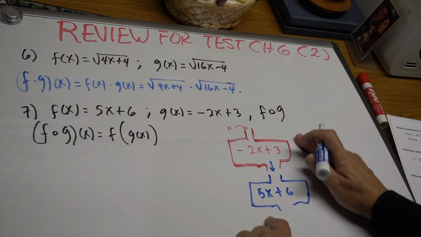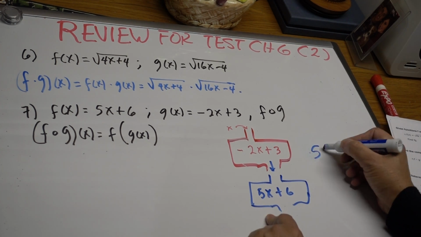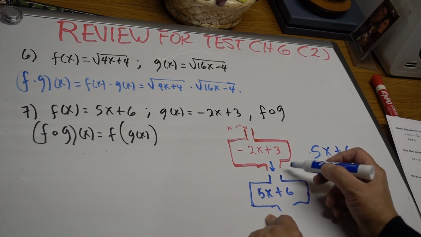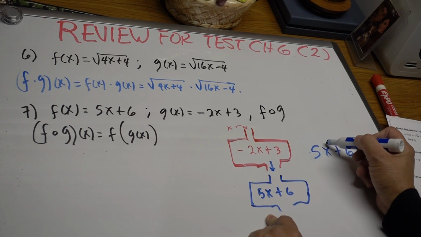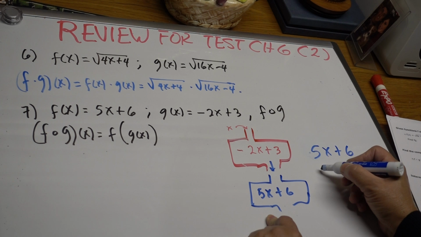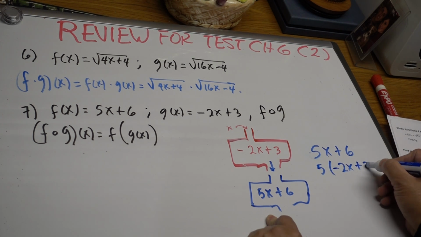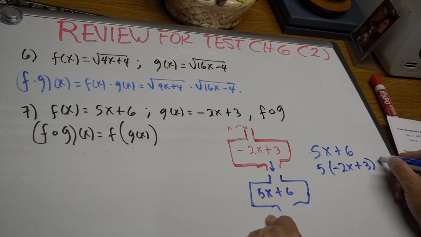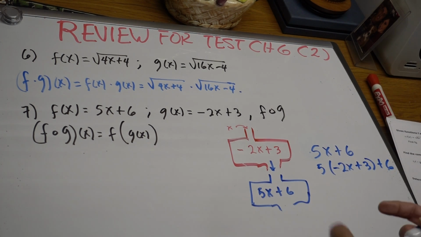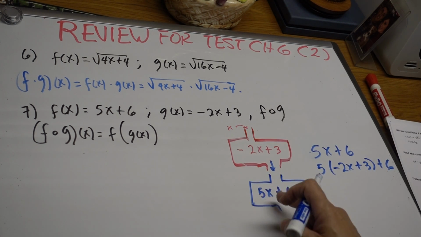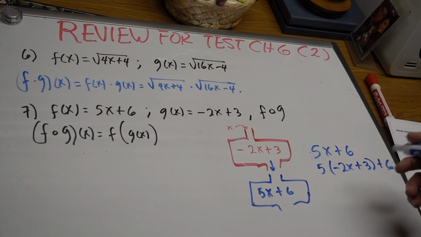I have 5x plus 6. So the whole thing goes instead of x. So it's going to be 5 times negative 2x plus 3, then plus 6, because that's what this function does. Everything you put inside of the second function, it multiplies by 5 and then adds 6. So right now the whole expression is going in: 5 times negative 2x plus 3, plus 6.